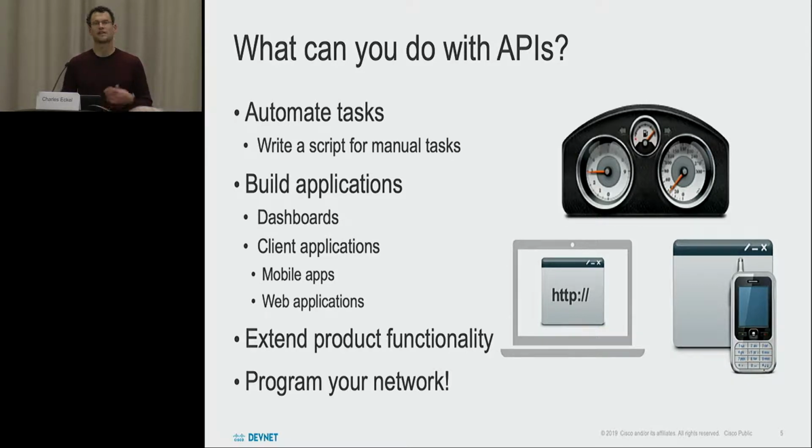You can extend the feature set of a product using APIs. We've all worked with many different APIs. One of the APIs is typing a URL into a browser and having it give you a web page back. When you do that, you're actually interacting with an API. And of course, the subject of the talk, you can use APIs to program networks too.